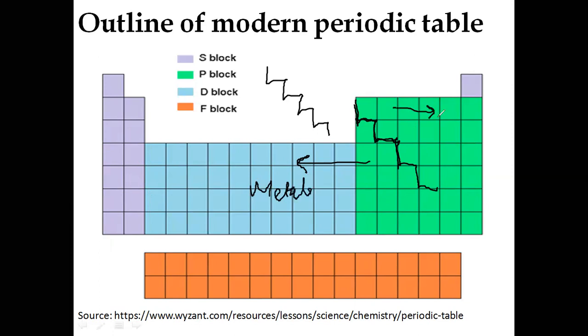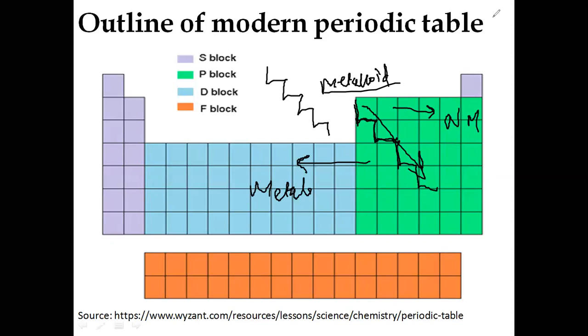At the right side of this, we have non-metals. And along with these zigzag lines, whatever elements we have, those are called as what? Metalloids. So simple. So this is your principle or the basic concept of the zigzag line. So in this way, you have here S block, P block, D block, and F block.